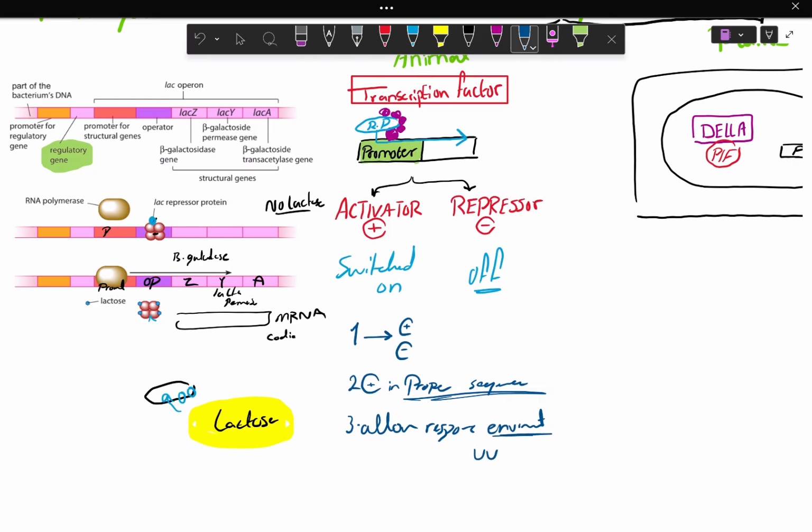Last thing was that the transcription factors, sometimes they're a product of tumor suppressor genes. Tumor suppressor genes sometimes code for transcription factors that suppress tumors by activating apoptosis or preventing the tumor from growing further. So this is what it means by tumor suppressor genes.